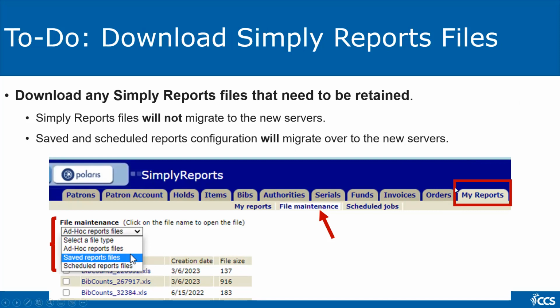You can access your saved Simply Reports files by logging into Simply Reports, opening My Reports, selecting the File Maintenance tab, and then reviewing each report type: ad hoc, saved, and scheduled. And then you just click the name of the report to download that file to your computer. Again, these files won't move over. So if there are any that you might need to retain, just make sure you go in and download them before April 8th.